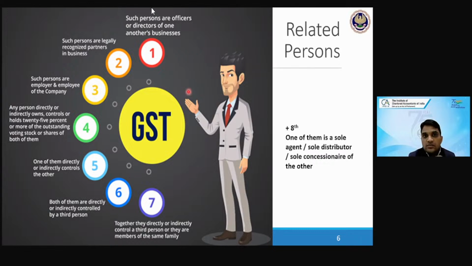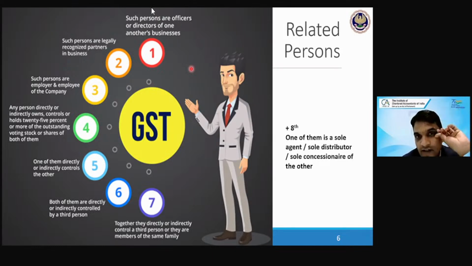Now, coming to the definition of related person. A related person, we have already read this. Again, we're reading it here. Related persons are such persons who are officers or directors of one another. Why are we reading related persons? Because if the transaction is between unrelated persons, then the transaction value is acceptable, right? It is acceptable whatever invoice you raise. Say for one person you have raised 50,000, for a second person you have raised 55,000. Both of these are acceptable because both are independent persons, not related persons.